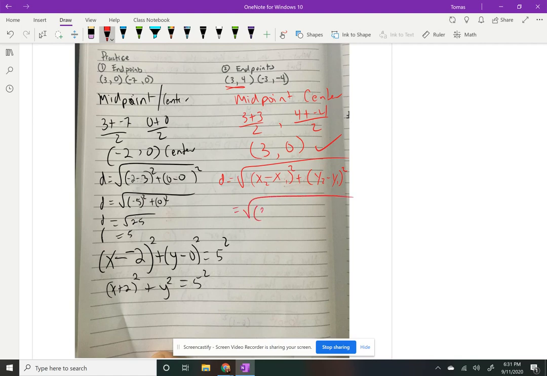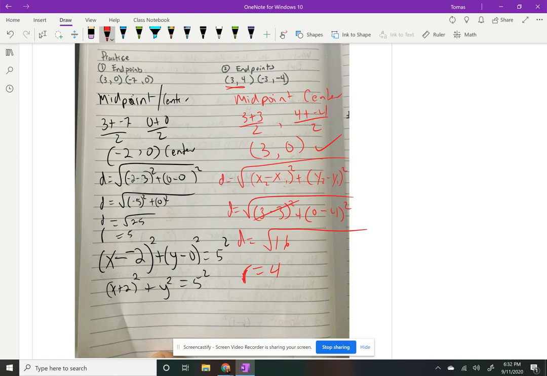So I'm going to have 3 minus 3 squared, 0 minus 4 squared. 3 minus 3 is 0, so I'm not going to even worry about that. -4 squared is 16, so this gives me 4, and that's my radius. Because remember, I know we're doing D for distance, but we're finding the distance between the center and an endpoint, which is actually our radius.